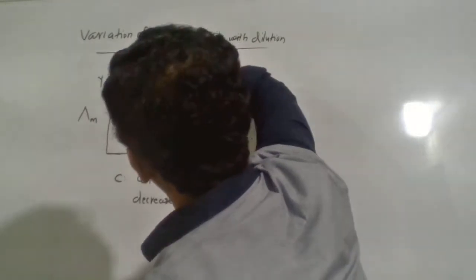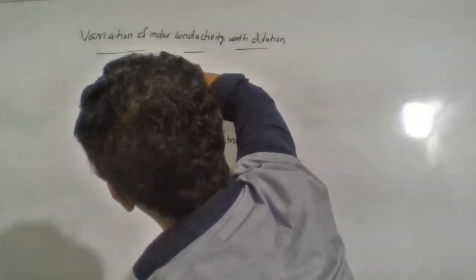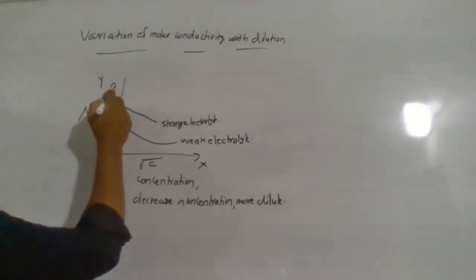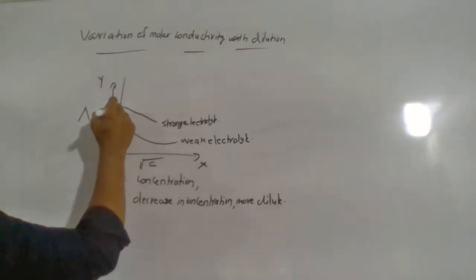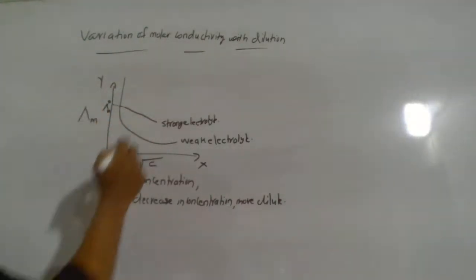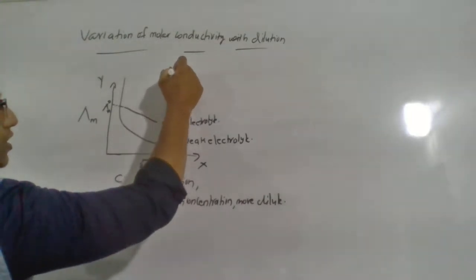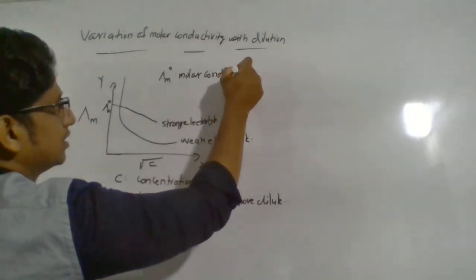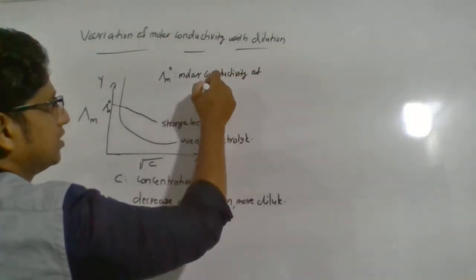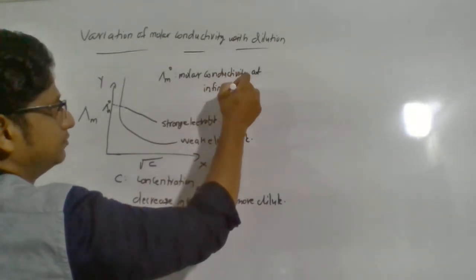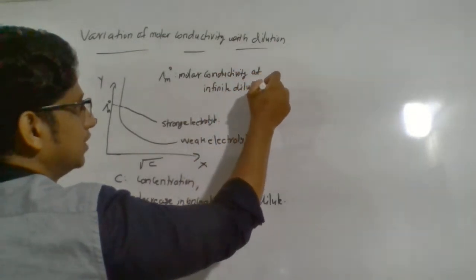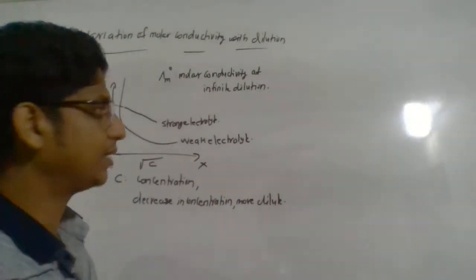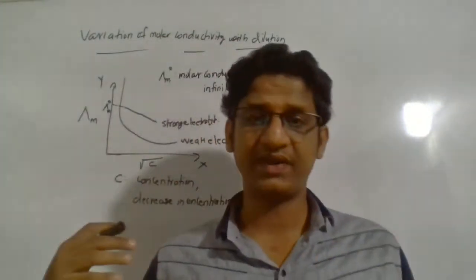So for a strong electrolyte you can easily extrapolate it to the y-axis. You just extrapolate it to the y-axis. That's the point where you will get the molar conductivity at infinite dilution. You can represent it as lambda m0, where lambda m0 represents molar conductivity at infinite dilution. So molar conductivity at infinite dilution for a strong electrolyte can be determined by extrapolating the graph towards the y-axis.